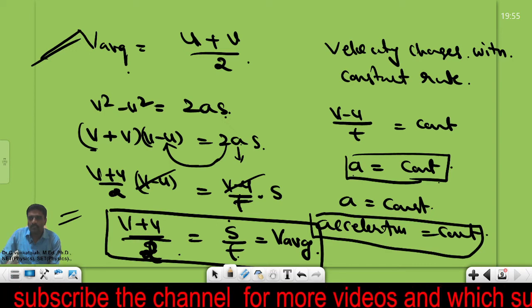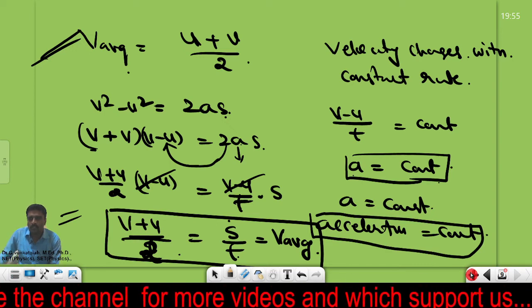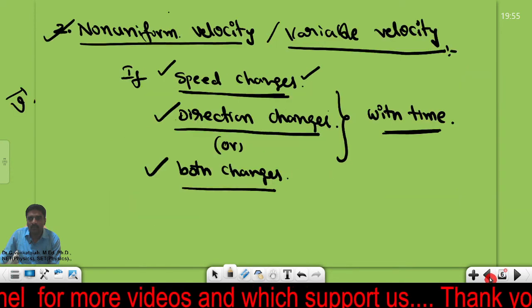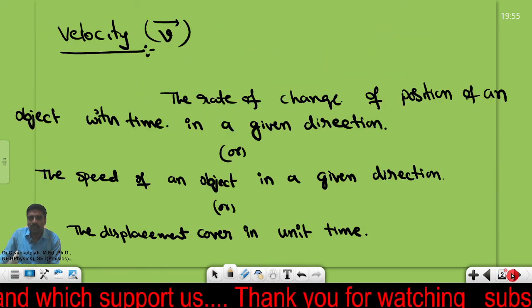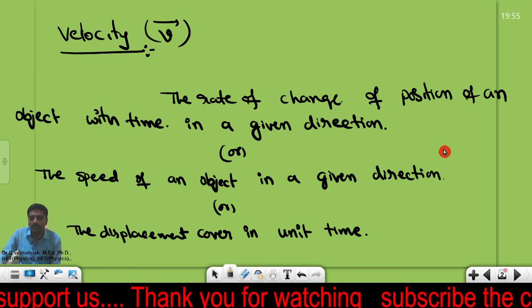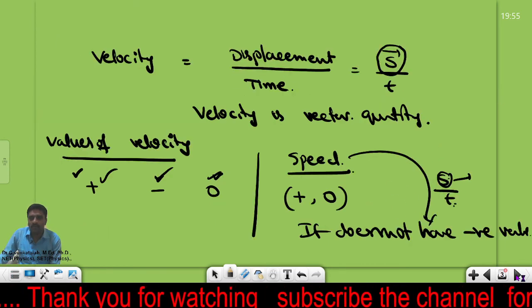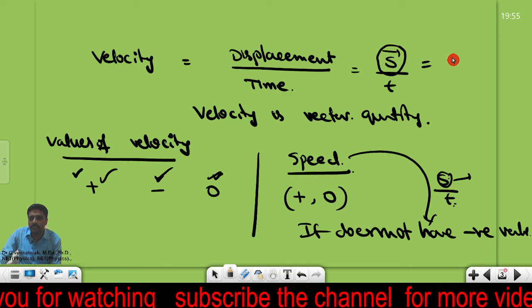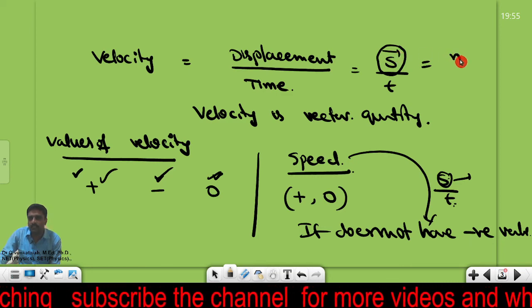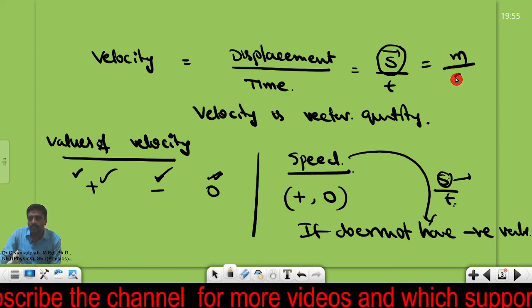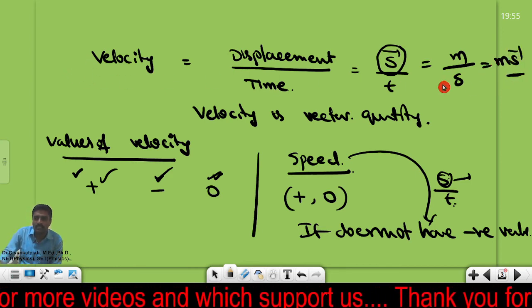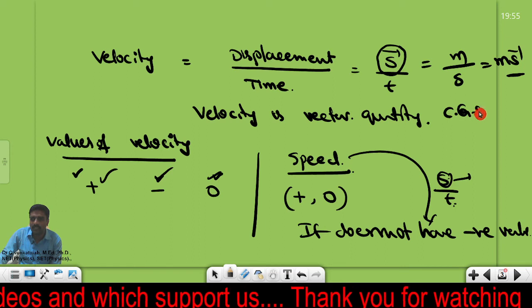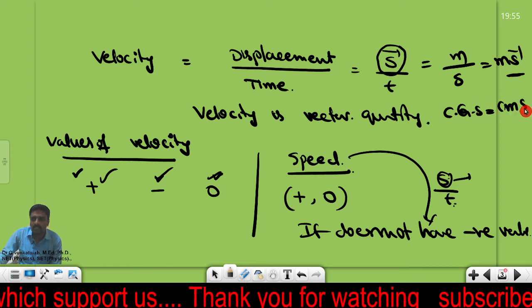Yes, we can go through that one. So let me take one small concept here. What are the units of velocity they are asking? The units of velocity can be obtained from the velocity formula. Displacement is in meters and time is in seconds, so the unit is meter second inverse. This is the unit of velocity in the SI system. In the CGS system it is centimeter second inverse.